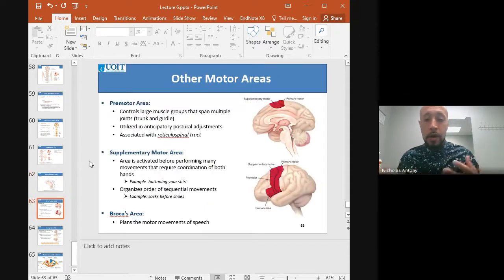Because remember, it's all about the wires and organization, just like the somatosensory area, just like the sensory system as well. You guys remember all of this, right? The different motor planning areas.